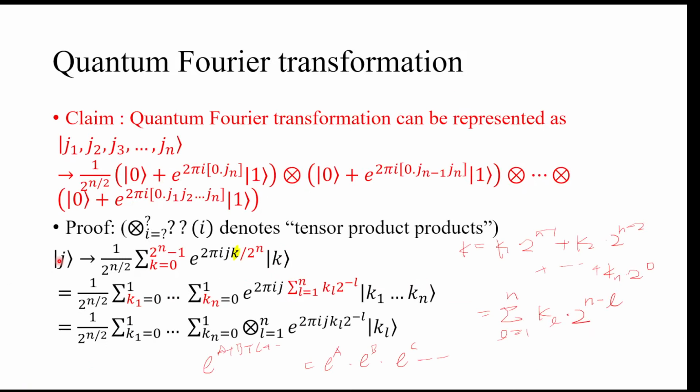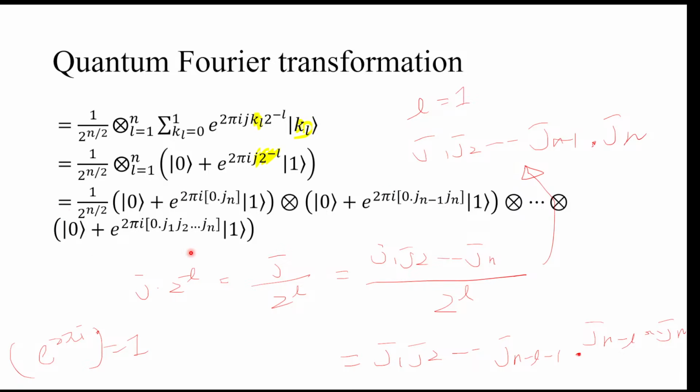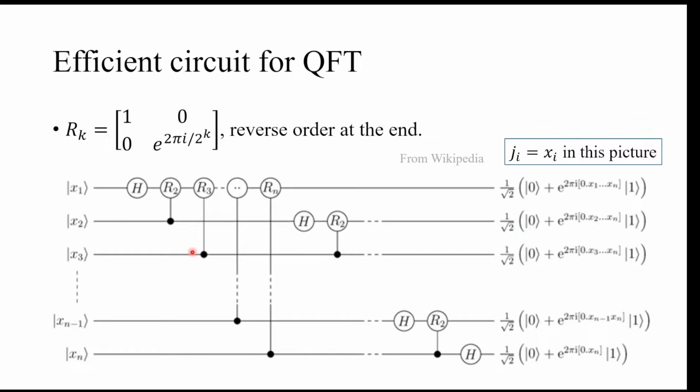So we have this expression of the quantum Fourier transform. And finally, now we have the efficient circuit for the quantum Fourier transform. And here is the circuit. So we have input x1, x2 to xn, and we want the output to be those weird things: 0 plus 1 on everything with this weird fractional factor. So this is 0.j1, 0.jn, 0.j_{n-1} jn, etc. But we copied the picture from Wikipedia, so instead of jn, we have xn here.